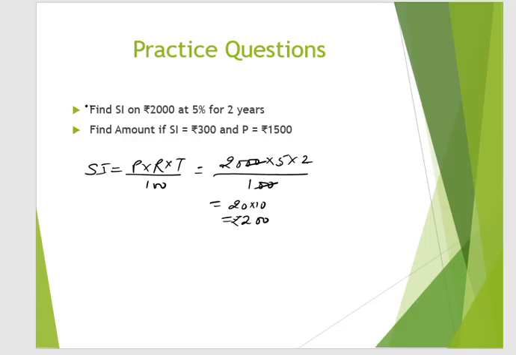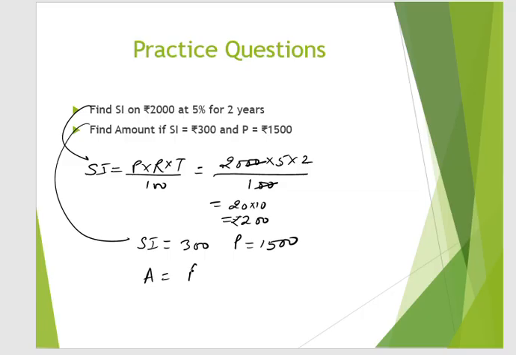Second question: if SI equals 300 and principal equals 1500, we have to find the amount. We know that amount equals principal plus SI, very simple. Principal is 1500 and SI is 300, so we add them. 1500 plus 300 will be 1800. So 1800 is the amount. I hope it is clear.